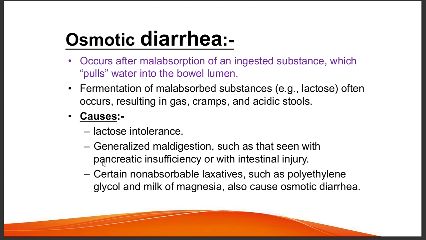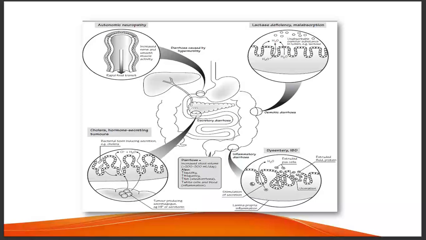Okay, that is seen, for example, in someone who has pancreatic insufficiency or intestinal injury. Also, certain non-absorbable laxatives, which are drugs or substances given to cause diarrhea in someone who has constipation, for example polyethylene glycol and milk of magnesia, also cause osmotic diarrhea. These are drugs that can be used in constipation. So that is what happens.